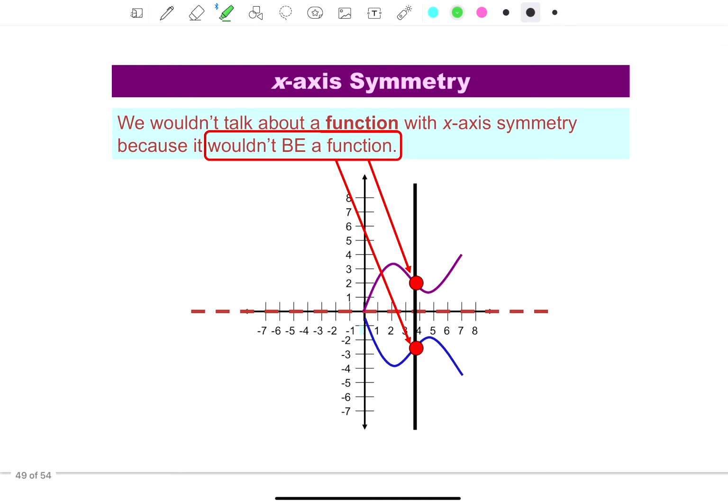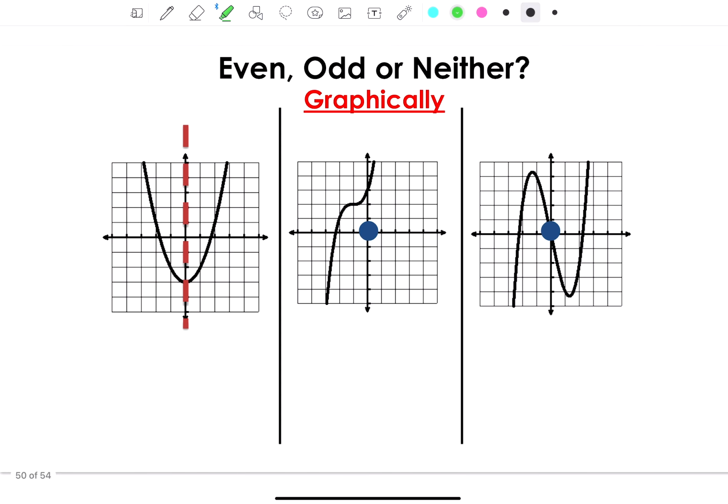The graphs that have symmetry about the x-axis are not really functions at all. They can be relations, but if the x-axis acts like a mirror for a graph, it's not a function anymore.